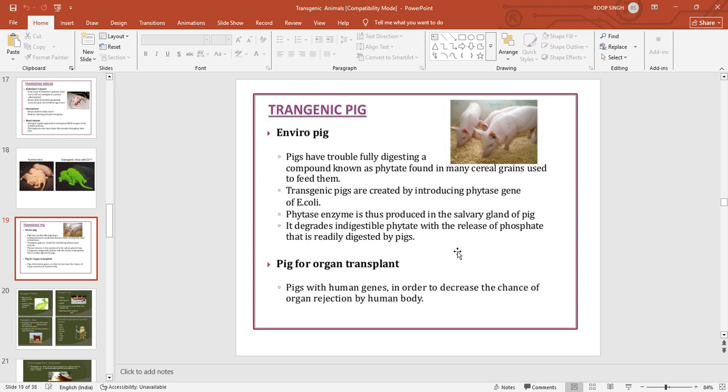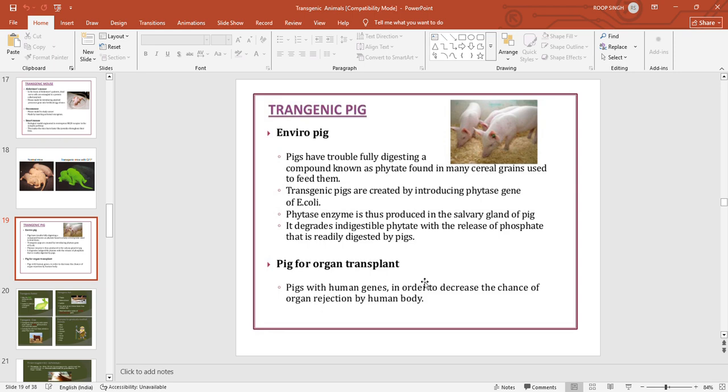So once the phytase gene is introduced in the transgenic pig, it will degrade the phytate, and then cereal grains can be easily digested by the pig. And the pig can also be used for organ transplant.